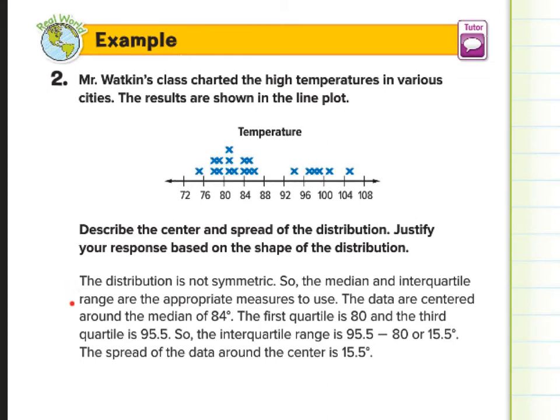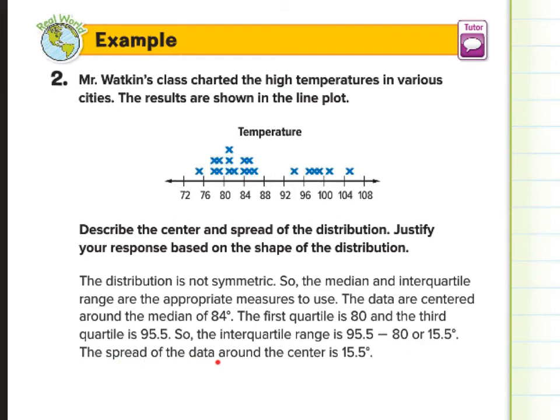So let's see here how they answer. The distribution is not symmetric. We know that already. So the median and interquartile range are the appropriate measures to use. The data are centered around the median of 84. The first quartile is 80, and the third quartile is 95.5. So the interquartile range is 95.5 minus 80. So we're finding the difference, the full range within the interquartile, or 15.5.